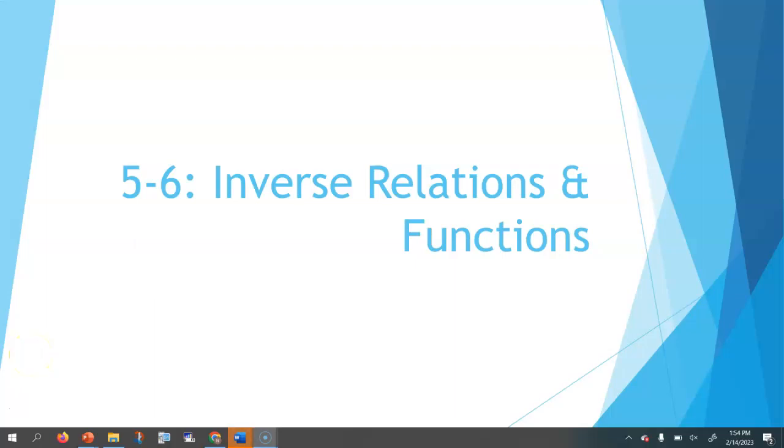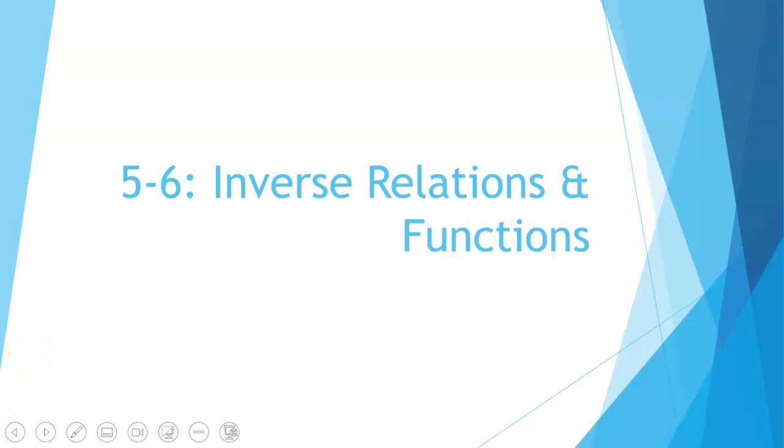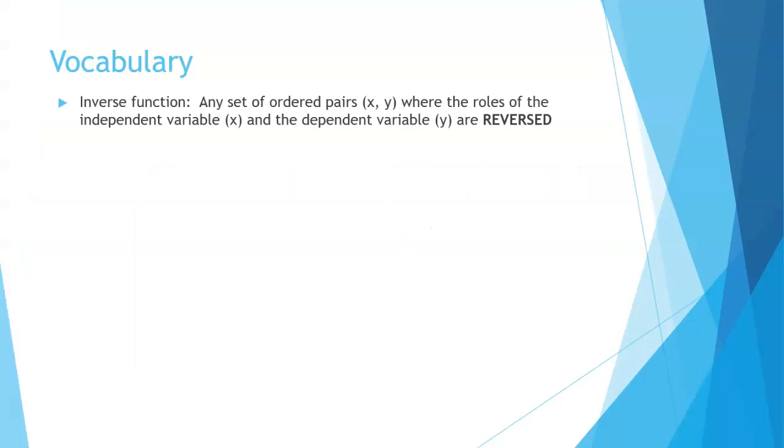Welcome. In this video, we're going to be looking at inverse relations and understanding what an inverse is and how to find it, whether we're given a table or a function. First, let's understand what an inverse function is, and you'll see that at the top of your notes. It's simply any set of ordered pairs, x and y, where the roles of the independent variable and the dependent variable are reversed. And you're going to see how that works when we look at some of these different examples.